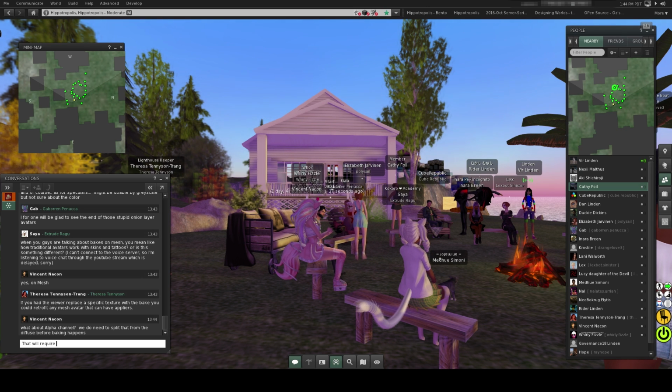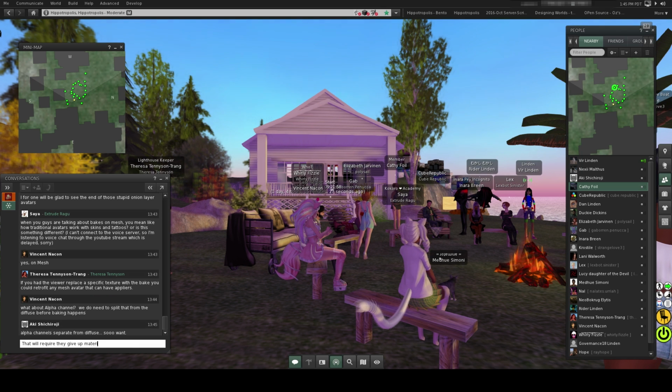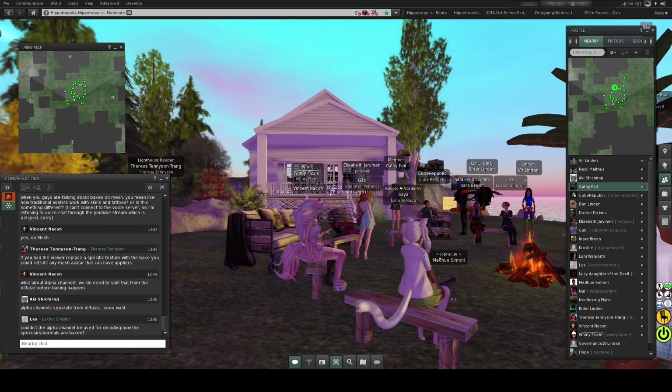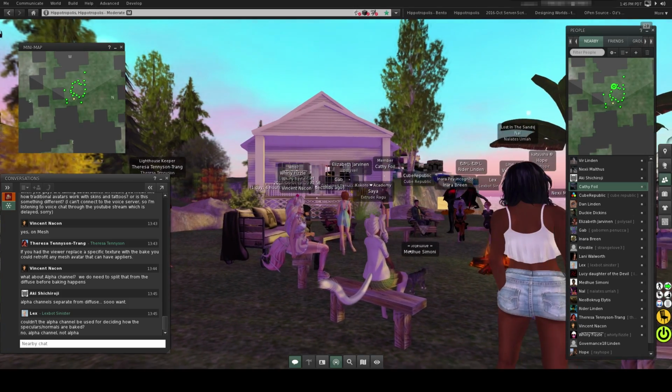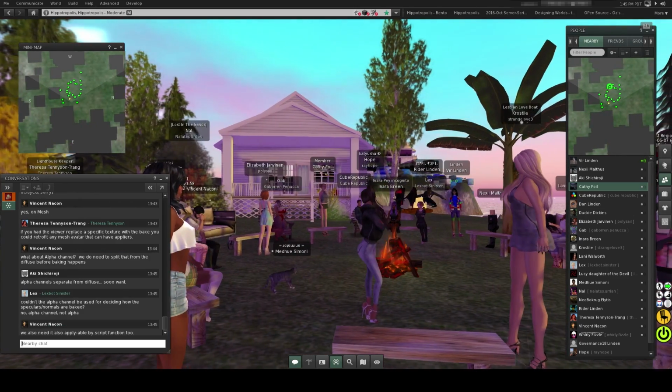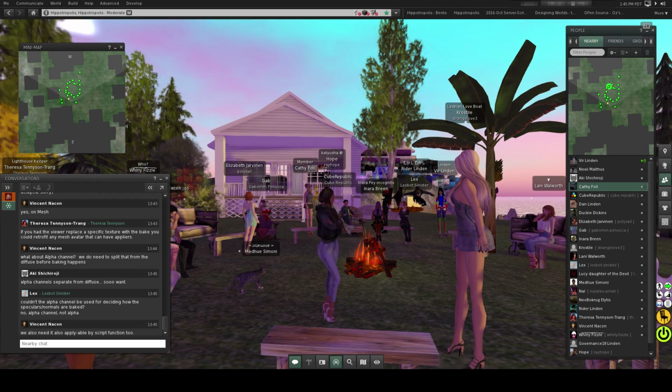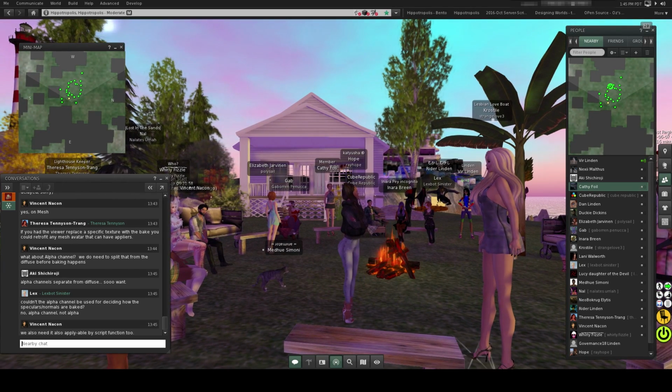Alpha channel. Well, the alpha channel would be included in the baking process, right? I guess actually the alphas are a separate wearable, aren't they? Stuff gets alphaed after the fact. Yeah, okay. I mean, the images have to have alpha channels, or you couldn't layer them on top of each other, right? You'd always just see the top texture.